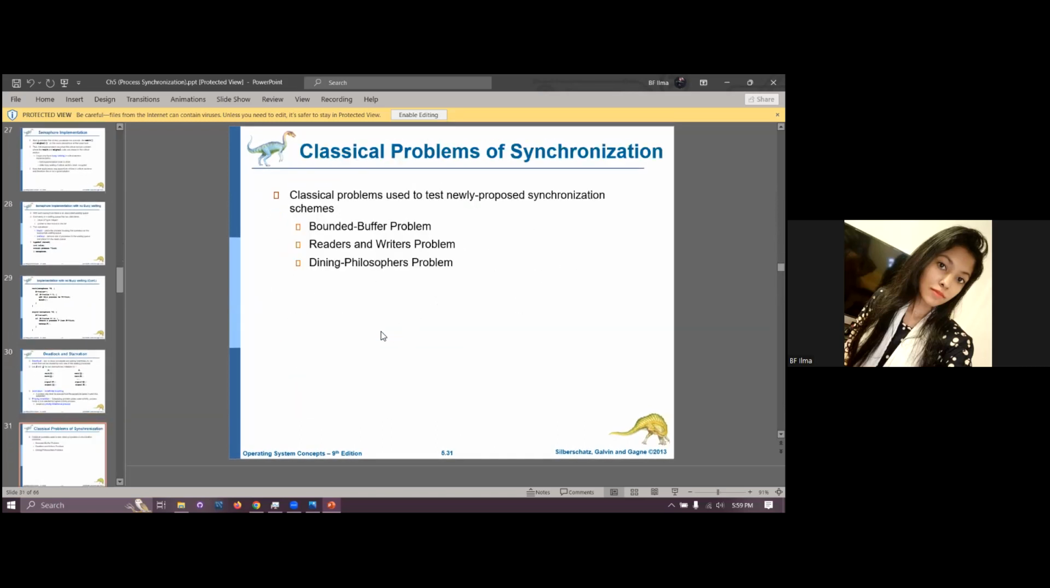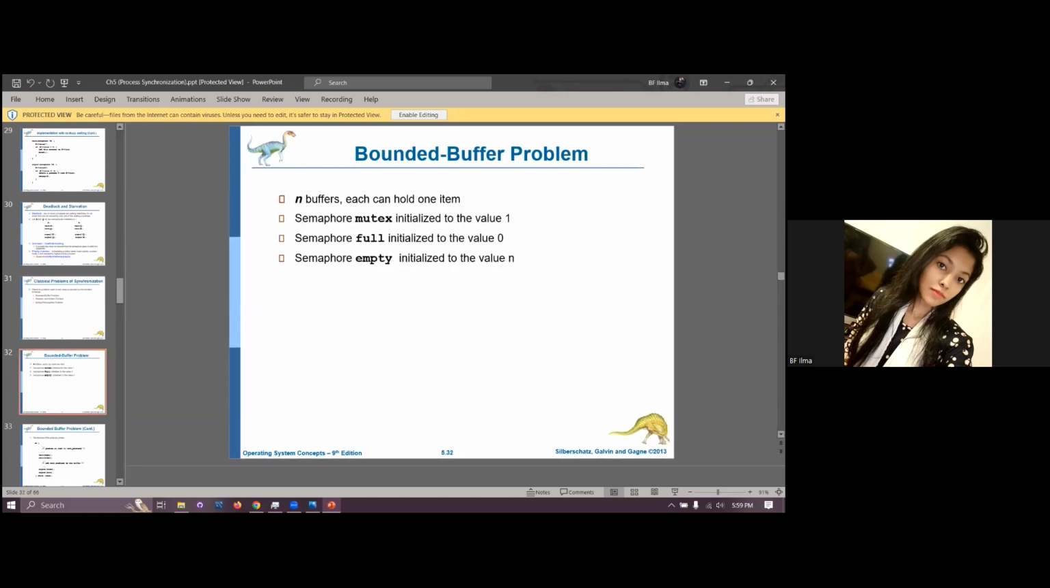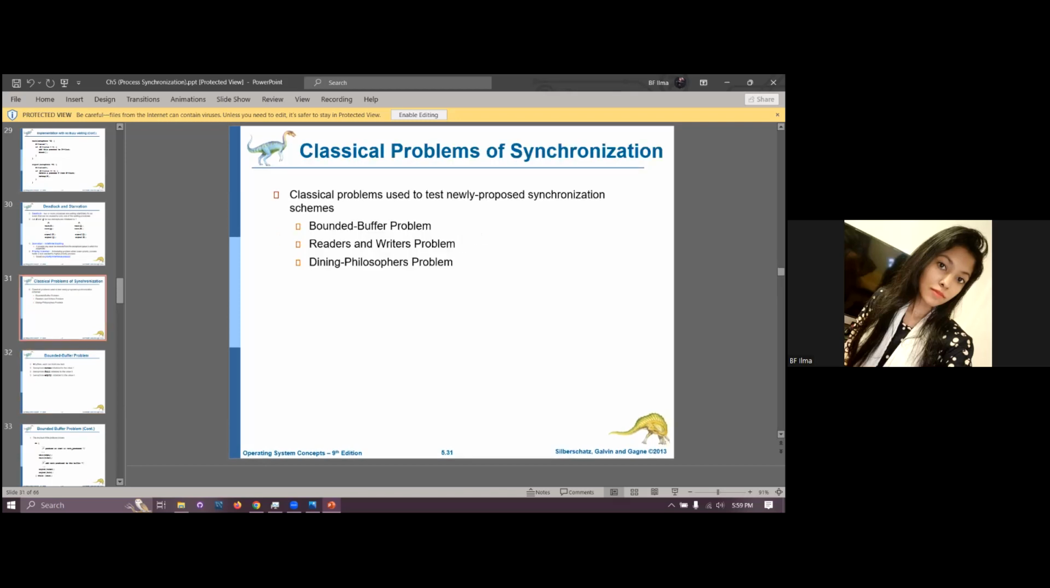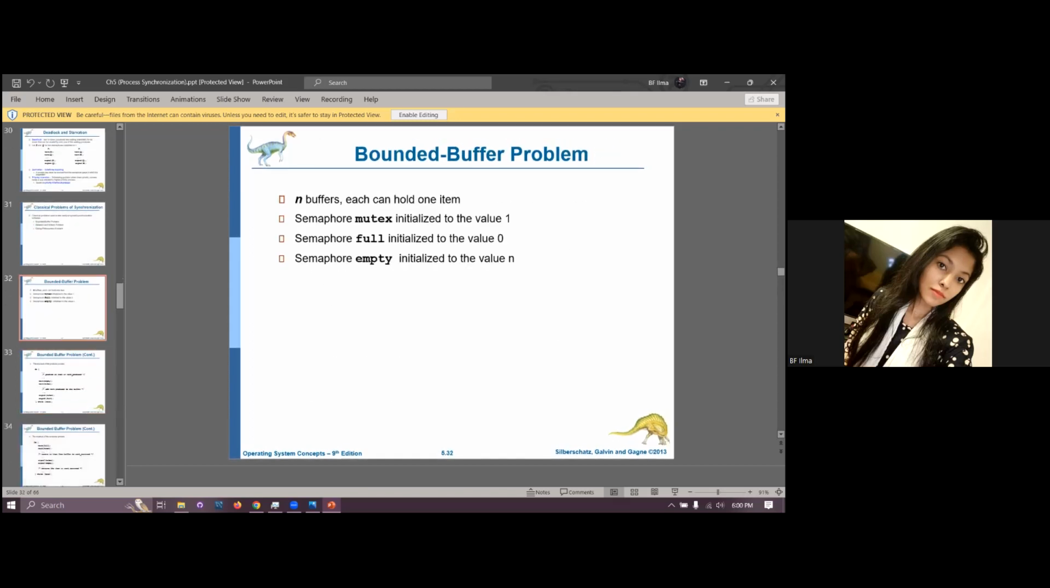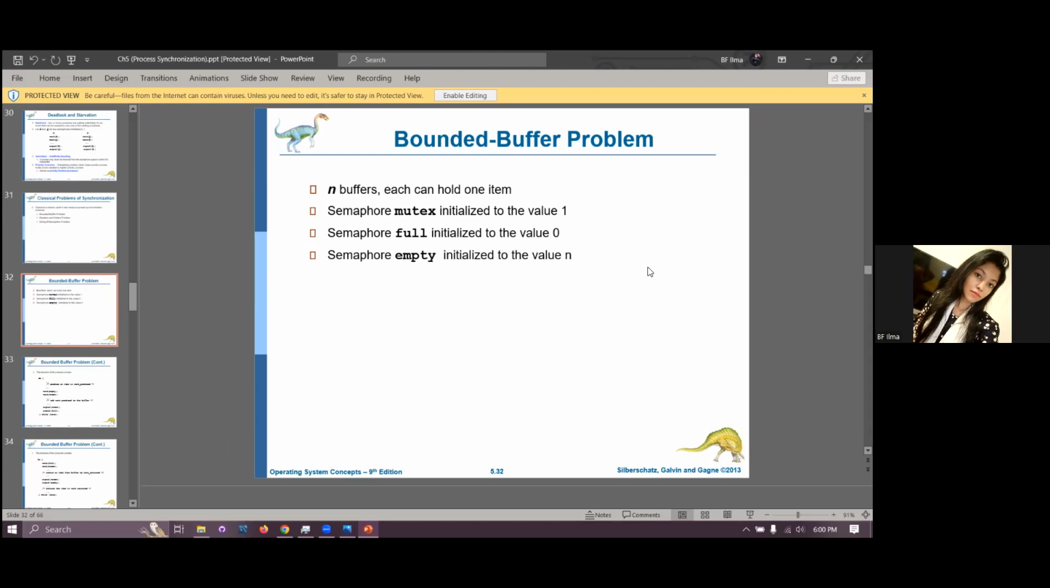So we have some classical problems here, three problems basically: bounded buffer, readers-writers, and dining philosophers problem. We are going to solve these problems using different semaphores, which means integer variables provided by the OS. So the bounded buffer problem, let's look at that first. We are trying to consider two kinds of processes, which is a producer process and a consumer process.